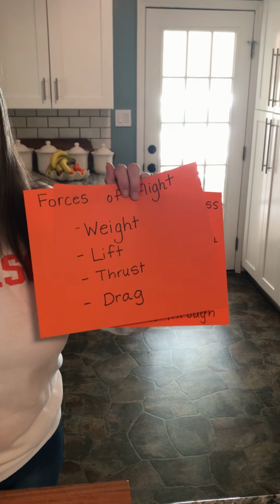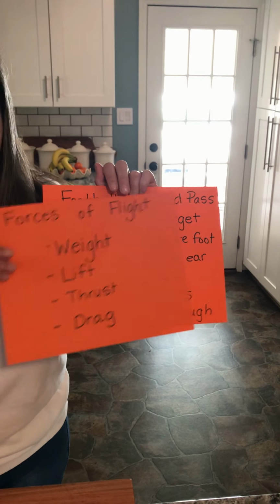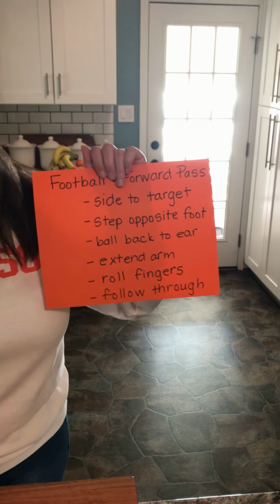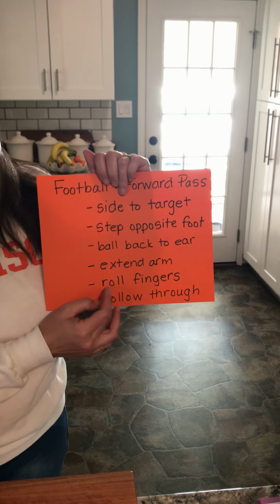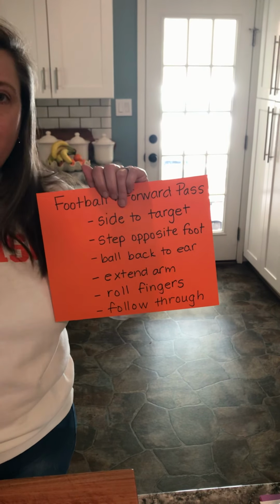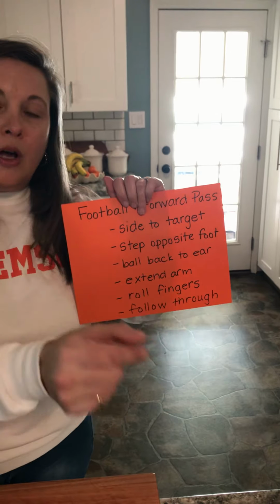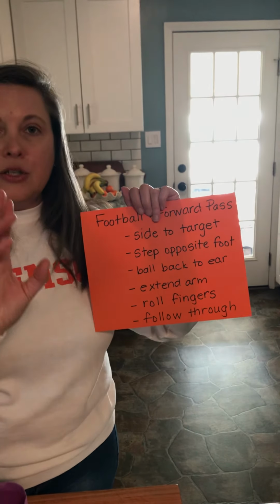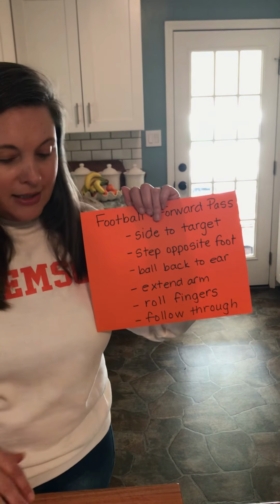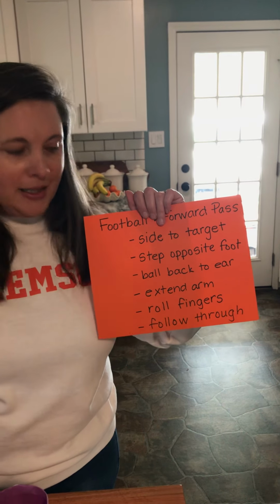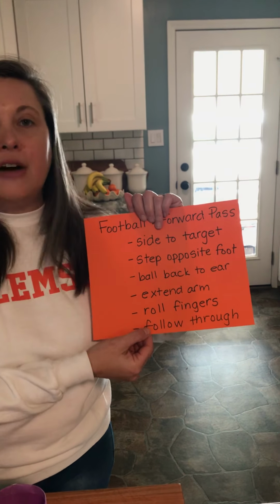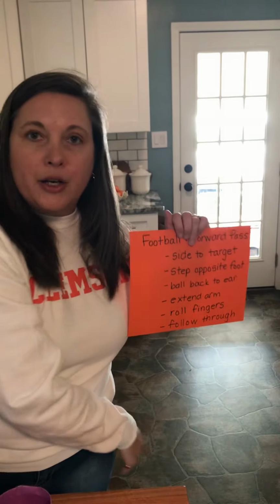Remember we talked about thrust? So we want to add thrust by rotating our hips and adding power. And then to get the ball to spiral, you want it to roll off of your fingertips. So we're going to try to roll this paper vortex off of our fingertips so it'll make a spiral. And then follow through means that you bring your arm all the way across.